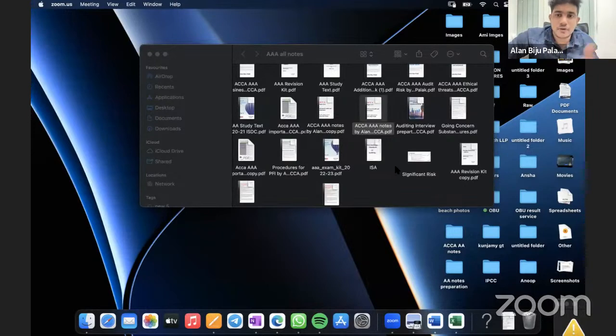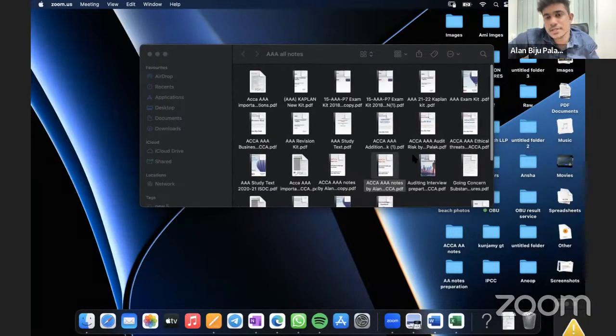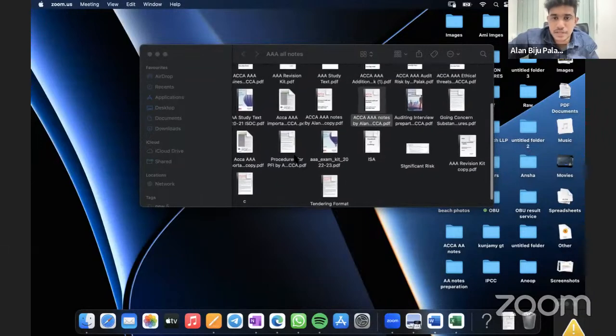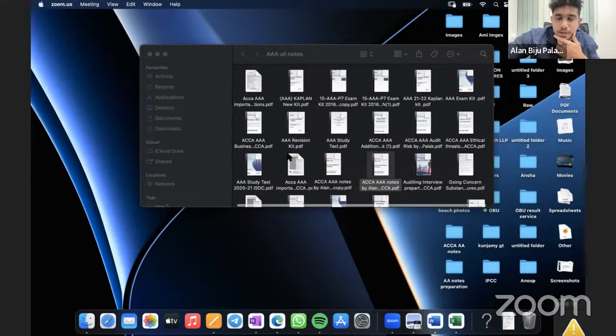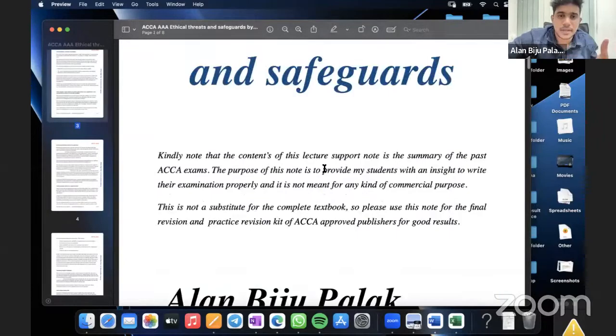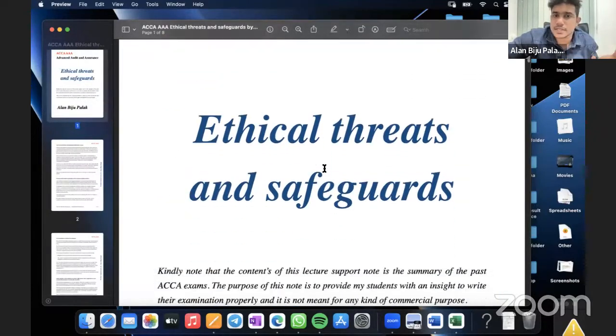Again, I have already shared your notes on ethical threats. I will share the same file again. Basically, I have listed out some of the ethical threats that normally appear in most of our exams, and this is also based on the past answers. So you can make use of this file as well, ethical threats and safeguards.